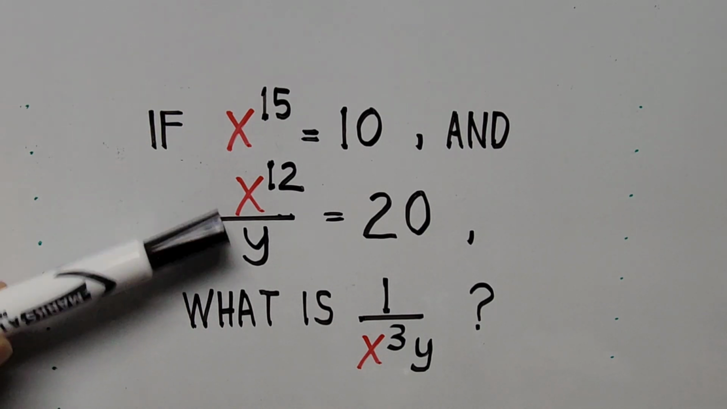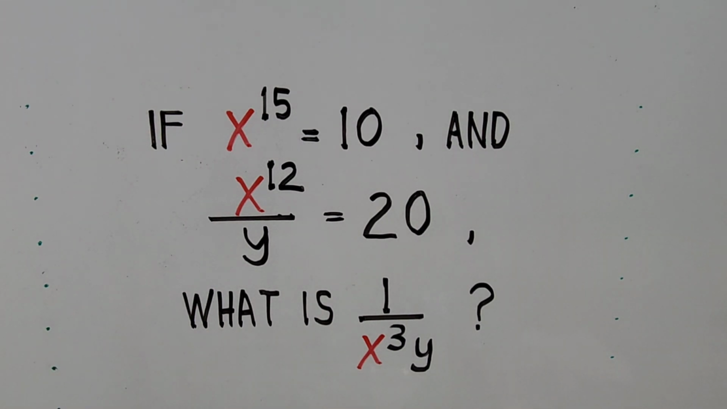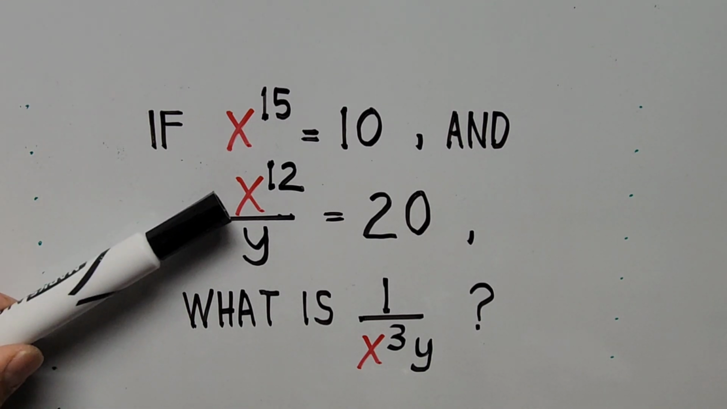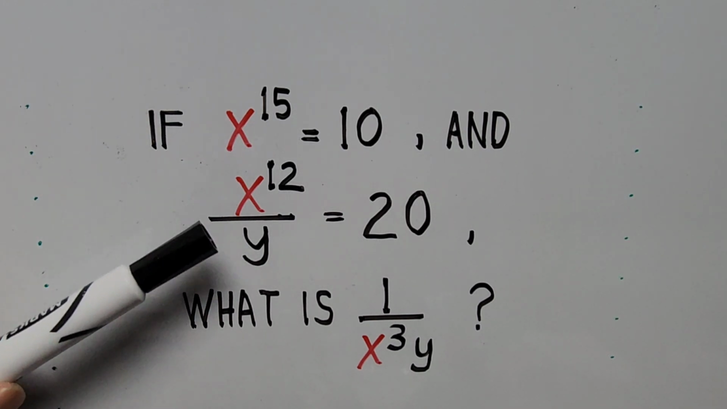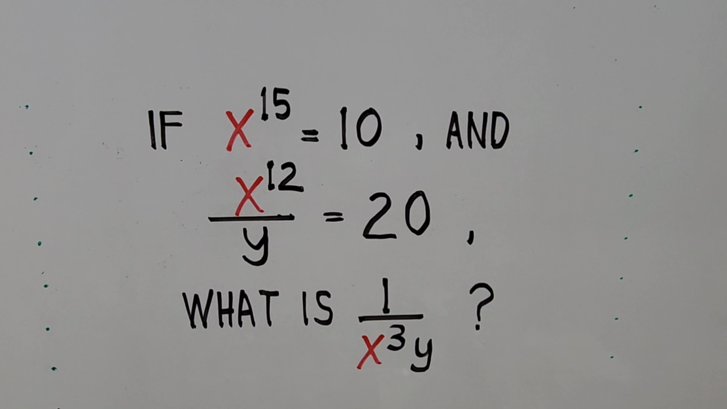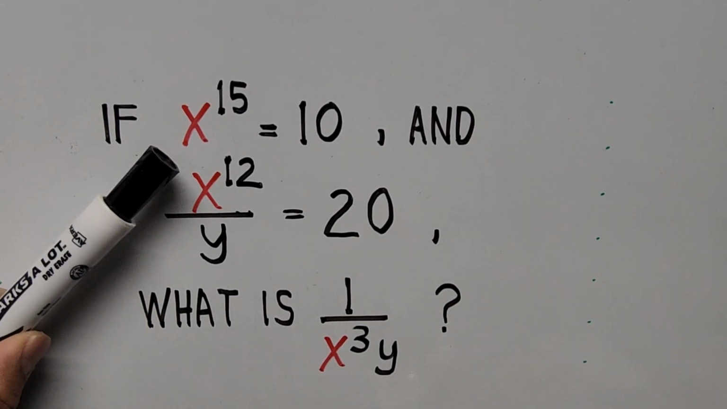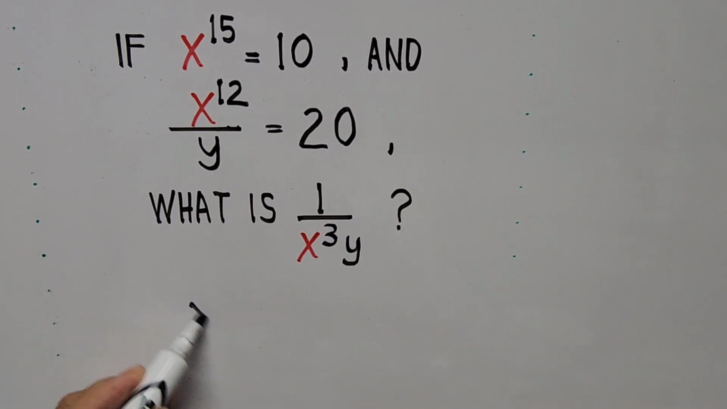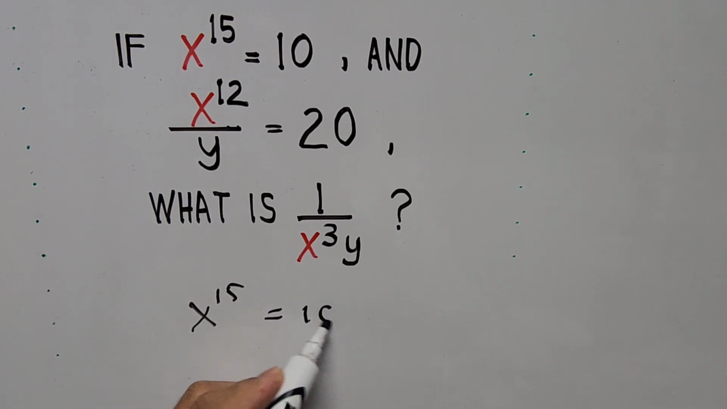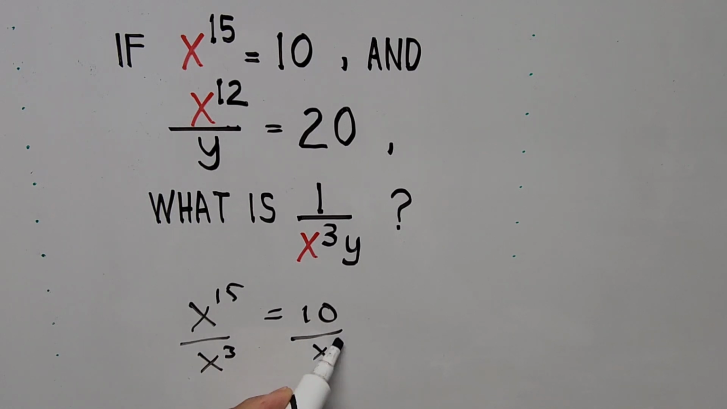If we scrutinize the relationship of these two equations, we can convert this x to the 15 to x to the 12, and the equivalent of that will be substituted to this x to the 12. Let's do it. From the first equation on top, x to the 15 is equal to 10. If we divide this equation by x cubed, the resulting value will be x to the 12, right? So let's divide both sides of the equation by x cubed.